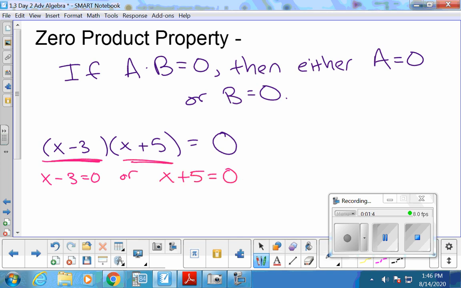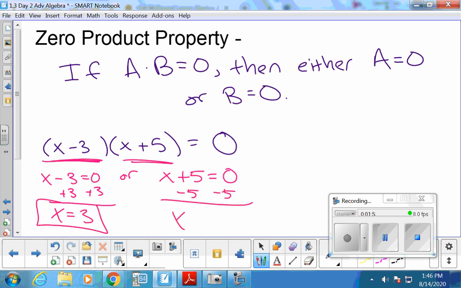I shouldn't call them things, I should call them binomials. So either x minus 3 is 0 or x plus 5 is 0. And then we solve to discover that either x had to have been 3 or x had to have been negative 5. If x was not 3 or x was not negative 5, one of those two, it could not have had a product of 0. Okay, so you end up getting two answers, and you put the word or in between them.